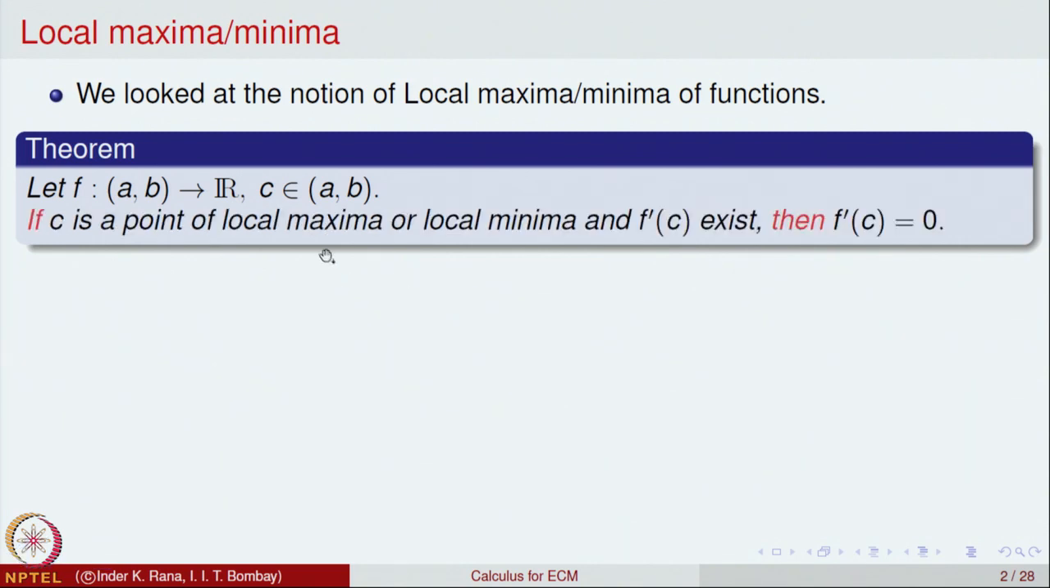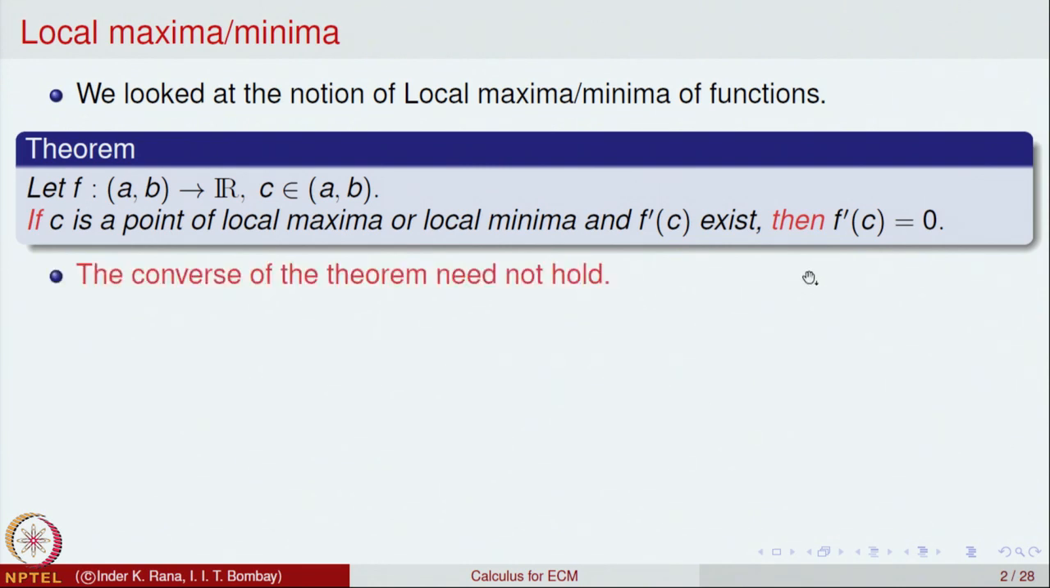Now, if c, this point which we have selected in (a, b), is a point of local maxima or local minima, and f dash of c exists, then f dash of c is equal to 0. So, if two conditions are satisfied, namely c is a point of local maxima or minima and the derivative at that point exists, then the derivative must be 0. Geometrically, that meant the tangent must be horizontal.